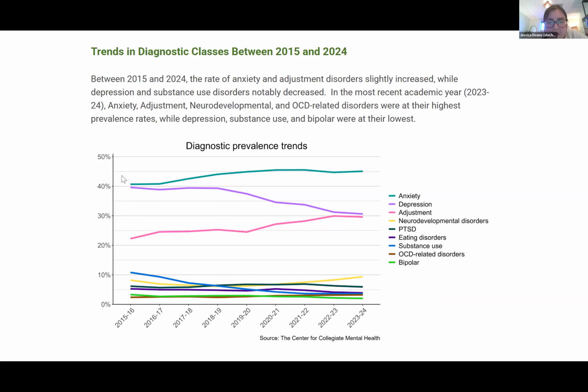And you can see their adjustment is that pink line. So you can see how that's kind of ebbed and flowed just a little bit over the last 10 years.